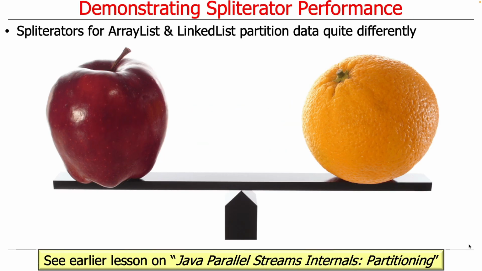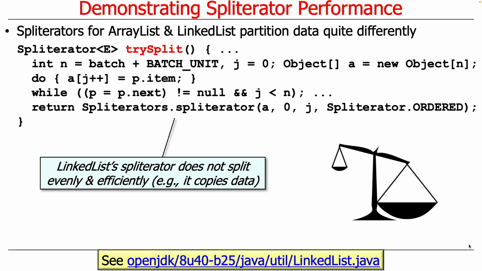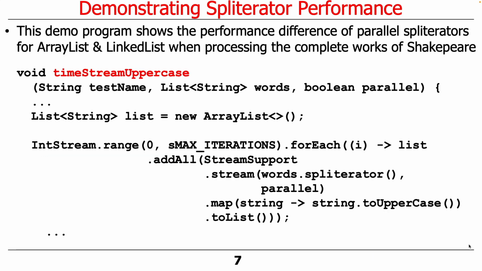So what we're going to do here is show how the splitterators for ArrayList and LinkedList partition up the data in different ways. As we saw before, the ArrayList does this by splitting things in half and doesn't copy the data, so it should be a little bit more efficient, we hope. Whereas the LinkedList splitterator doesn't split evenly and efficiently, and it does copy the data, so there might be more overhead. Again, your mileage will vary depending on all kinds of low-level things in your operating system, your hardware, your memory and so on, and of course your Java implementation.